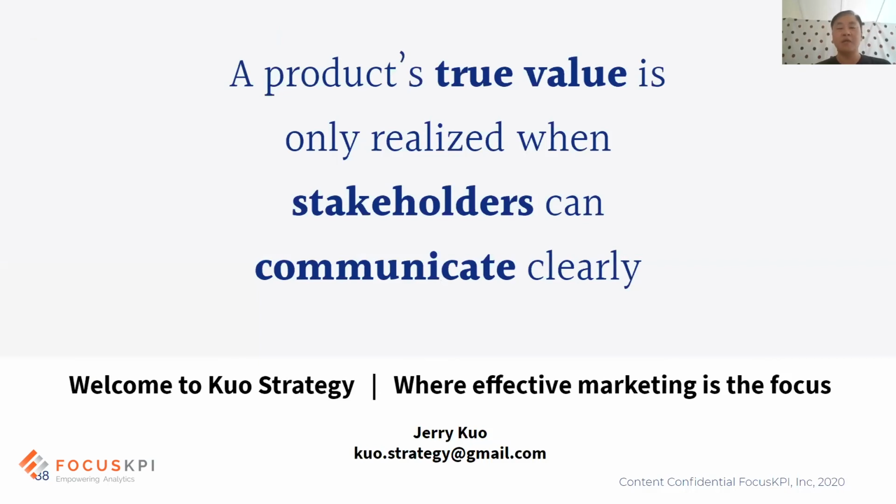But I want to leave this point with you. A product's true value is only realized when stakeholders can communicate clearly. Okay. If you communicate something that you over embellish, they're going to find out later, right? If it's a true partnership, they're going to find out later. How you get to the true value and are able to move toward making your product the best it can be is when you clearly communicate between all the shareholders. Okay, that is my presentation. Are there any questions?